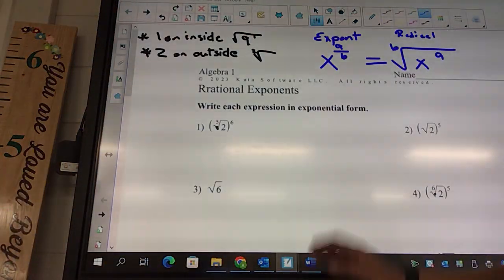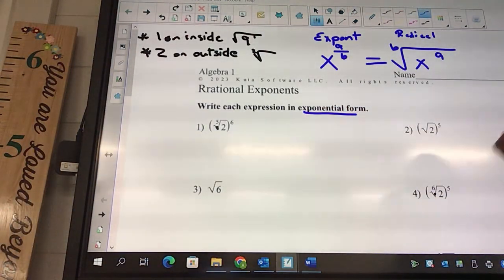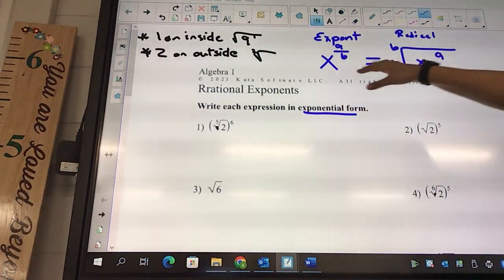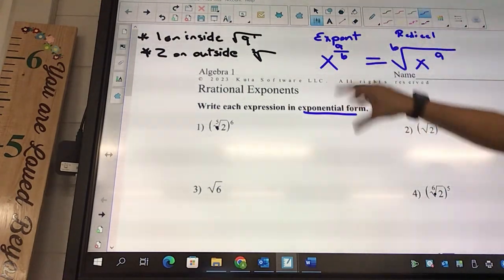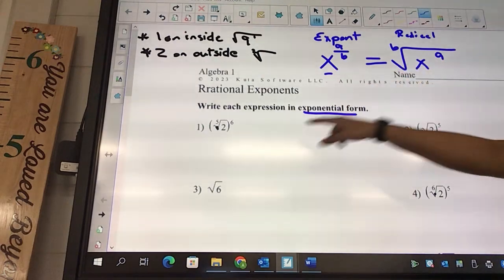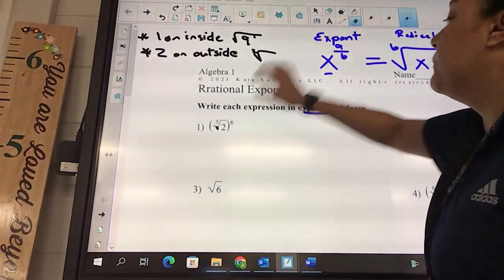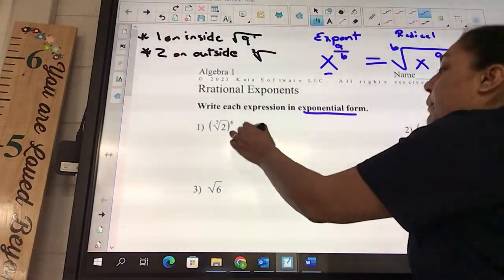So let's look at number one. It wants you to write it in exponential form. So we can see here that, first of all, x, a, and b are all numbers, okay? So what is our big number? Look at number one. What's our big number? 2. So we're going to write a big 2.